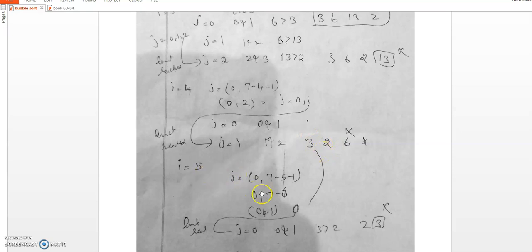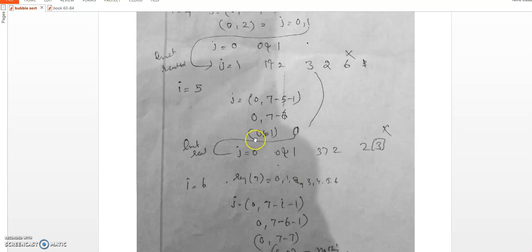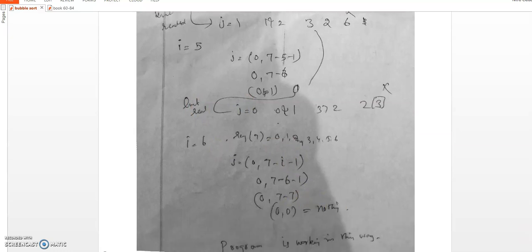When i equal to 5, j varies only from 0. 0 to 1 means j takes the value of only 0. So 0 and first value will be compared. After comparing that, we have correctly placed everything and the limit has been reached, and i becomes 6. When i is 6, j takes no value. 0 to 0 means it takes no value. This program is working in this way. Okay, thank you.